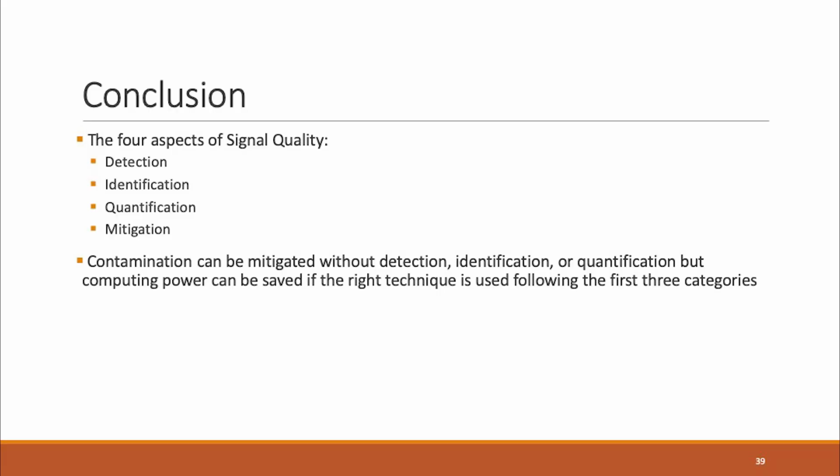So to conclude, we've seen 4 different aspects of signal quality. We've seen detection, which tells us whether or not there's contamination on the signal. We've seen identification, which tells us what is the contaminant. We've seen quantification, which tells us how much is the contaminant, and finally how to mitigate it. Now, the first 3 steps are important in order to know how to mitigate the contaminant, or whether or not we even need to do mitigation of the contaminant.